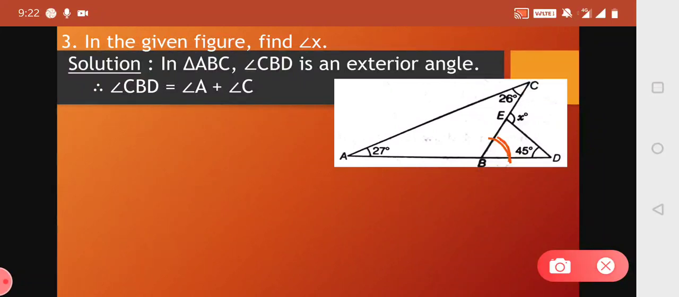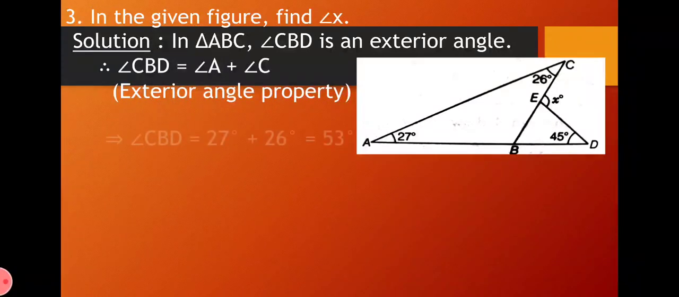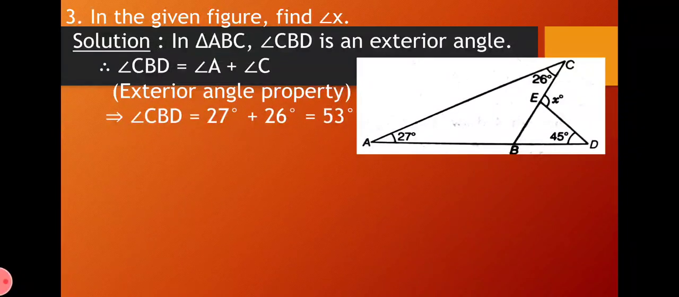That will be equal to angle A, which is given as 27 degree, and angle C, which is given as 26 degree. So according to the exterior angle property, we write angle CBD equal to angle A plus angle C. Inserting the values of the given angles, we get angle CBD equal to 27 degree plus 26 degree, that will be equal to 53 degree.